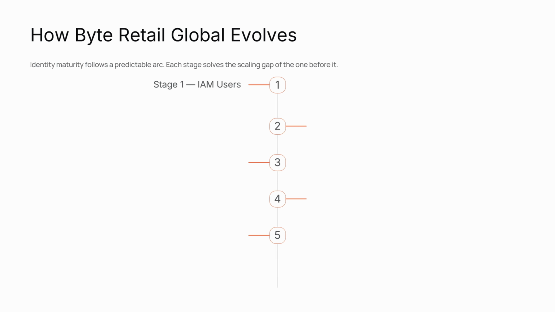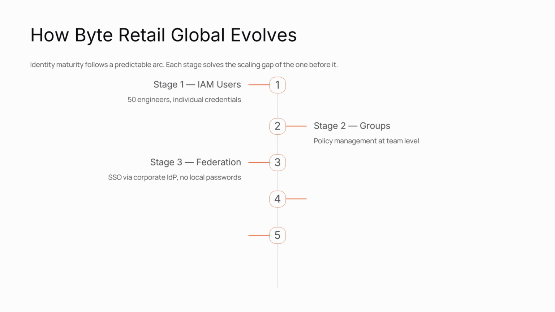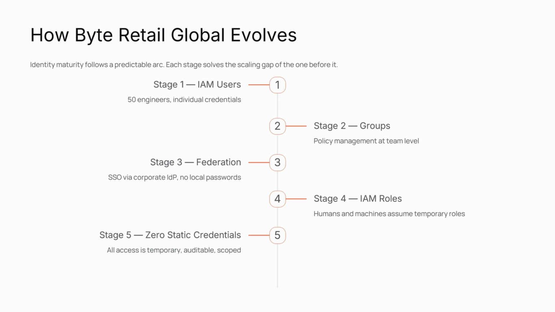As organizations grow, their identity strategy naturally evolves. Small companies usually begin with individual IAM users. As teams expand, IAM groups simplify permission management. Eventually, organizations adopt federation, allowing employees to sign in with existing corporate identities instead of maintaining separate AWS passwords. From there, IAM roles become the standard access model for both humans and applications. And finally, mature organizations eliminate static credentials altogether. Every access request becomes temporary, auditable, and scoped to exactly what's needed.